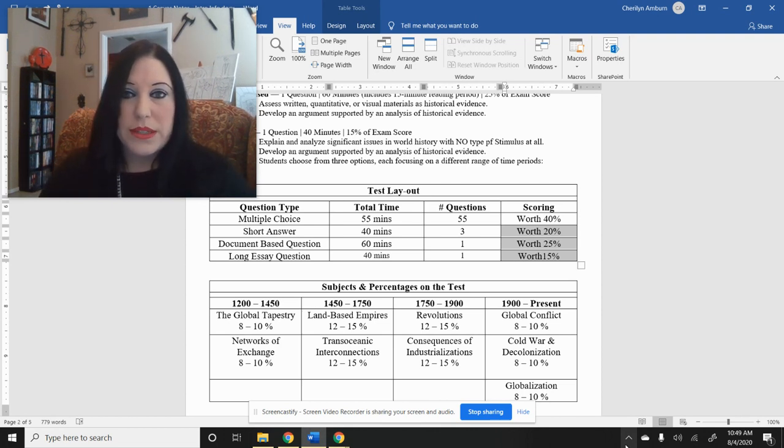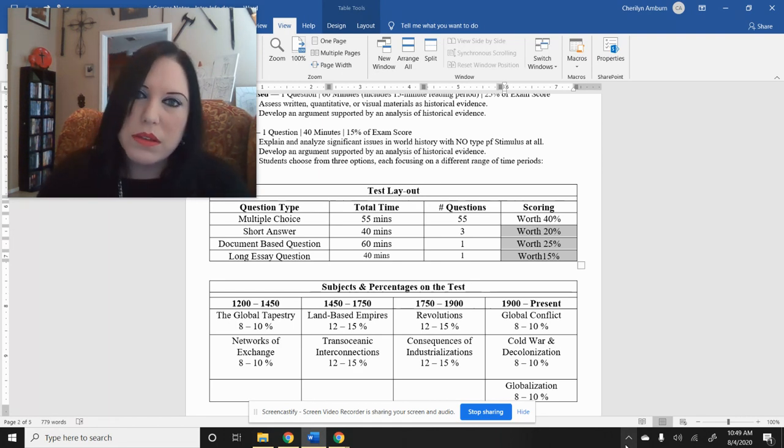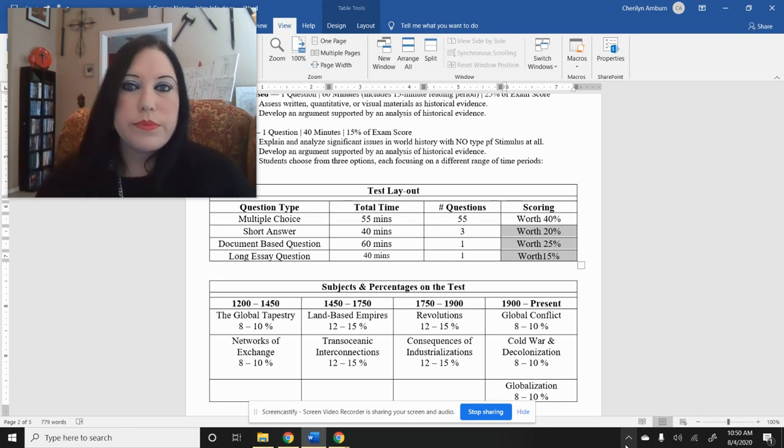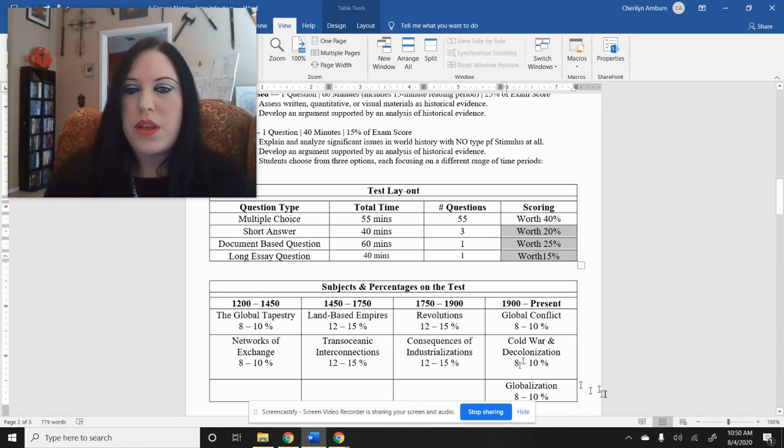Well, historians write. Look at this test. 60% of this test is writing. Not the mechanics so much of writing, but writing essays. So we do a lot of writing in here. Sorry, although I'm really not, but sorry. The topics and the percentages that will be on the test are right here.